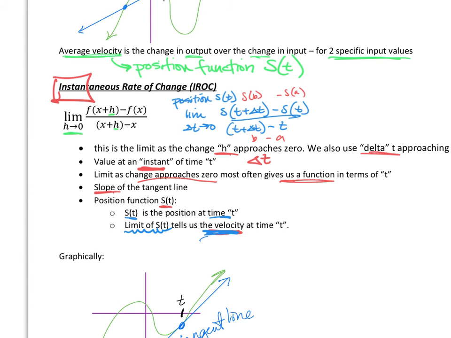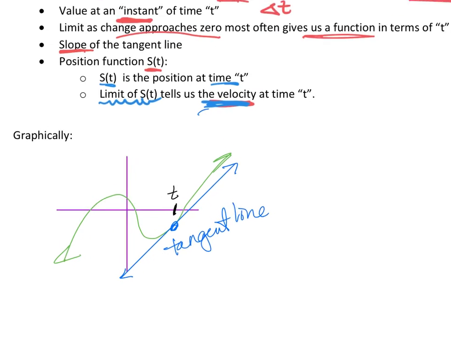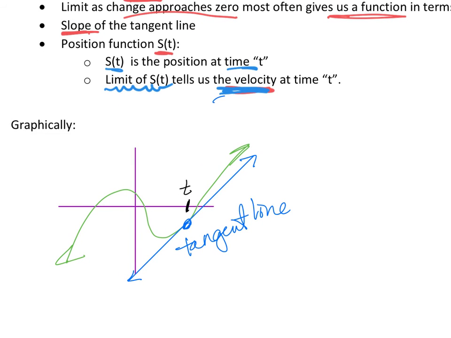So what does this look like graphically? We would have a function in the green. We're going to have a tangent at this one point. A tangent touches a function at one point. And so again, that instantaneous rate of change is the slope of the tangent line.